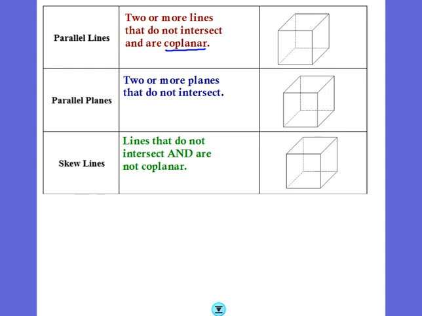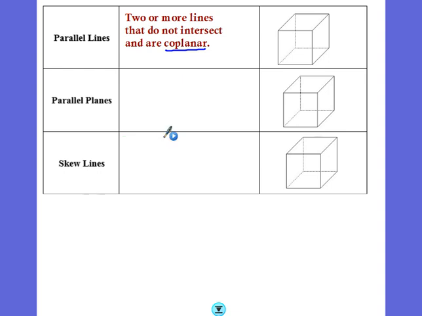Moving on, whoops, those are supposed to be hidden. We're going to look at some vocabulary words. Parallel lines are basically two or more lines that do not intersect and are coplanar. This also works for segments. It's not necessarily always lines.